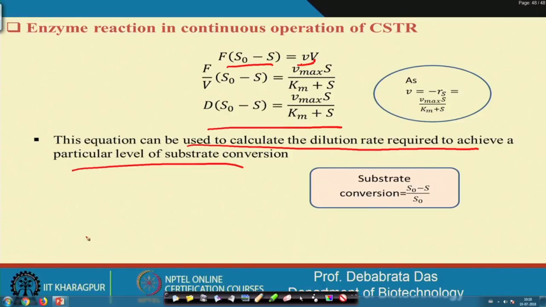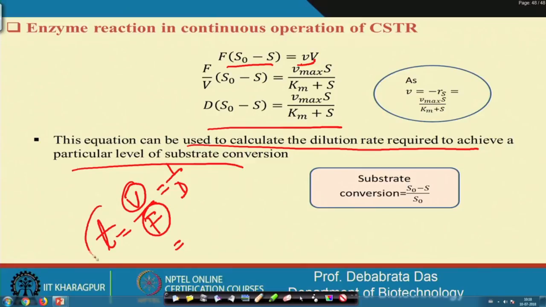How we can calculate the time, I have already mentioned. t equal to V by F, am I right? V by F equal to 1 by D. So, this is the volume of the reactor, this is the volumetric flow rate, and if we find out the time of the reaction from this process, then we can easily find out the volume of the reactor.